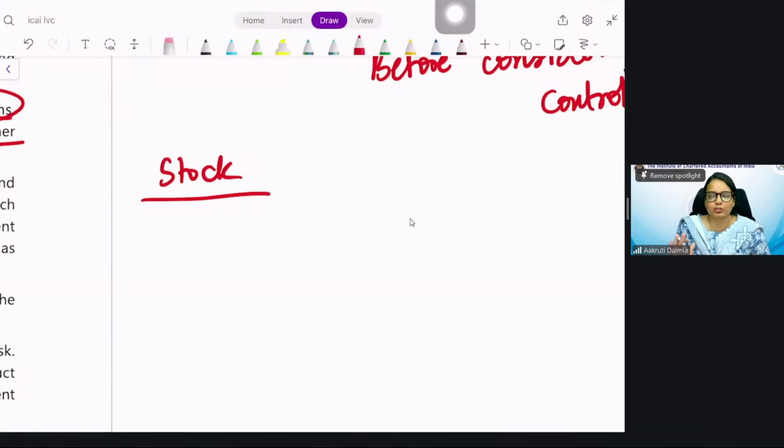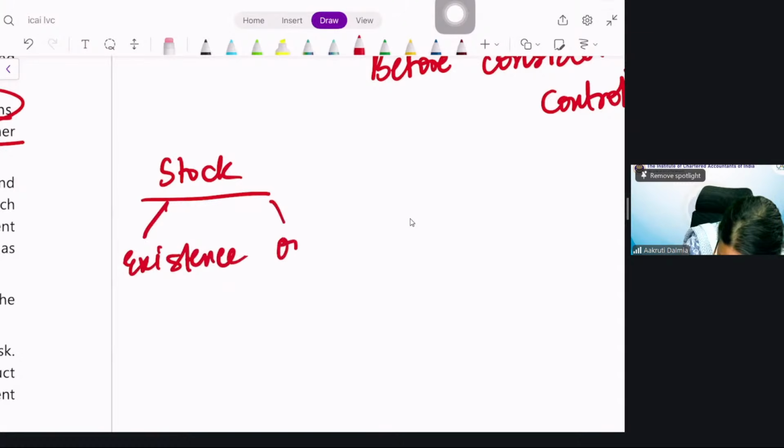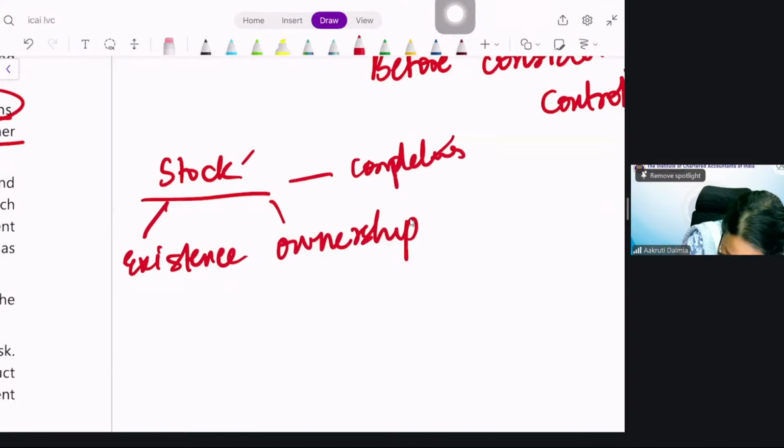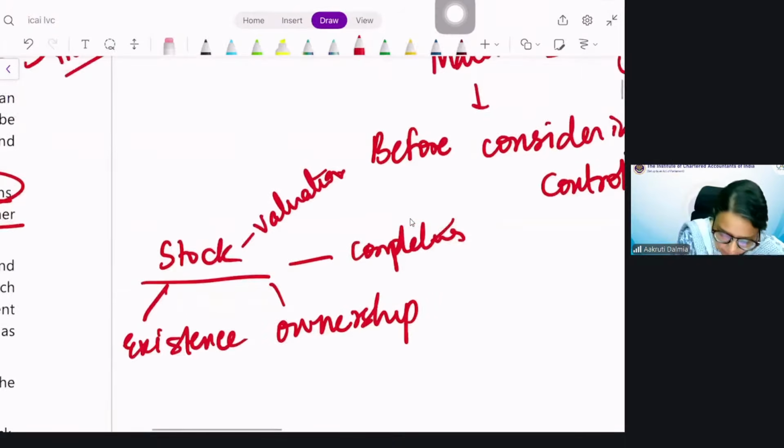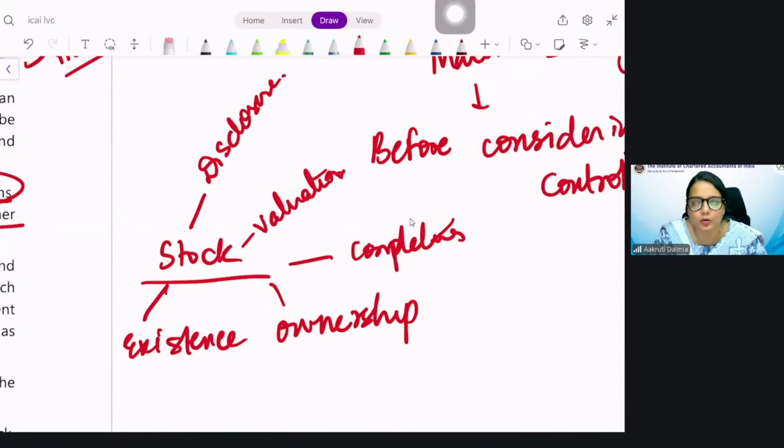First, tell me your assertion is clear as a topic. And each item, we will check existence, ownership, completeness, valuation. These are just for example, okay? Disclosure, all this we will check. Yes or no? This much is clear.